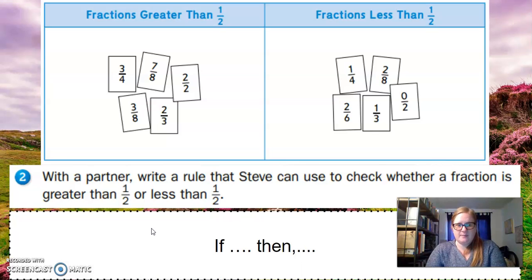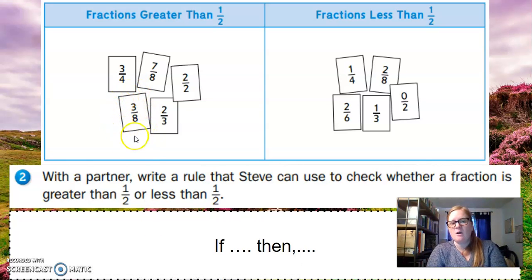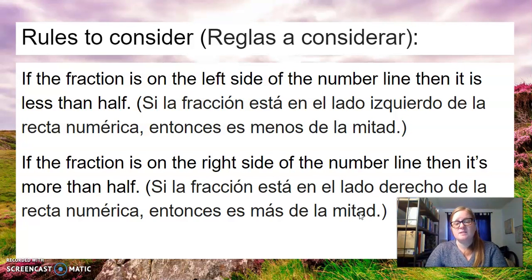All right, and I'm actually going to tell you the answer to the last one right here. The one that is in the wrong spot is this one right here. How do we know that? How do we know that this one belongs over here? What is common about all of these and all of these? That's to help you write your rule. Now, some rules to consider. If the fraction is on the left side of the number line, then it is less than half. If the fraction is on the right side of the number line, then it is more than half. See how I did the if, then? If, then. If, then.